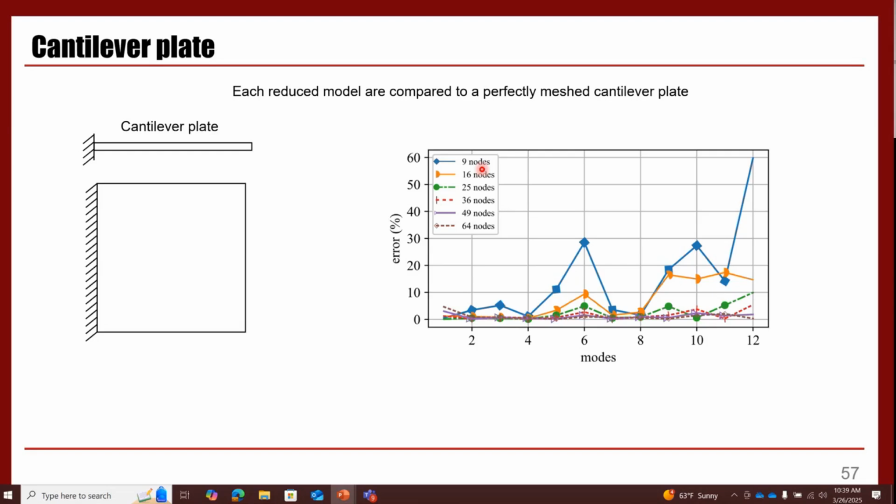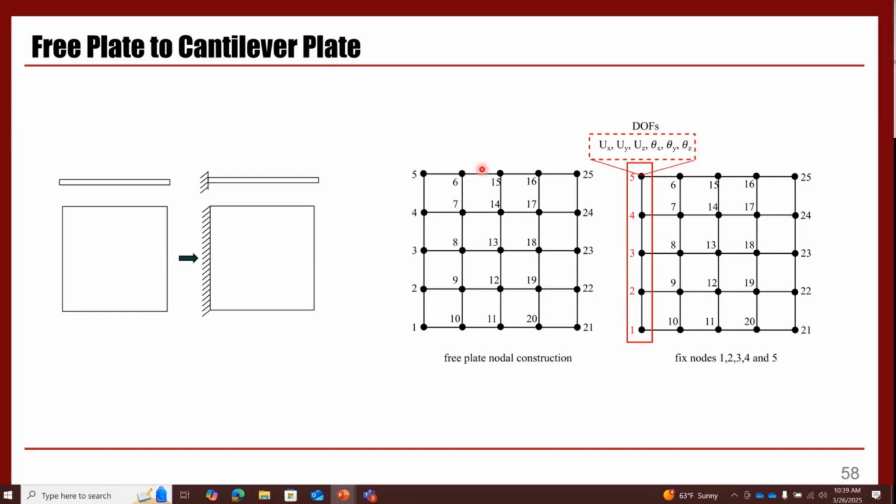So here we can actually choose, since 25 is fine for the free plate and cantilever plate, we can select 25. We selected 25 for further processing because it falls within the 10% allowable error that we are trying to work with. After that, we created the mass matrix for the 25 noded plate. So this is a 25 node plate now.